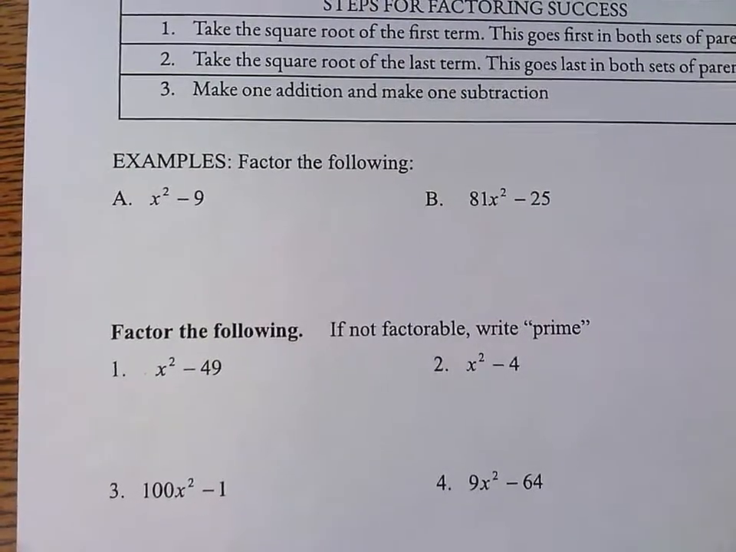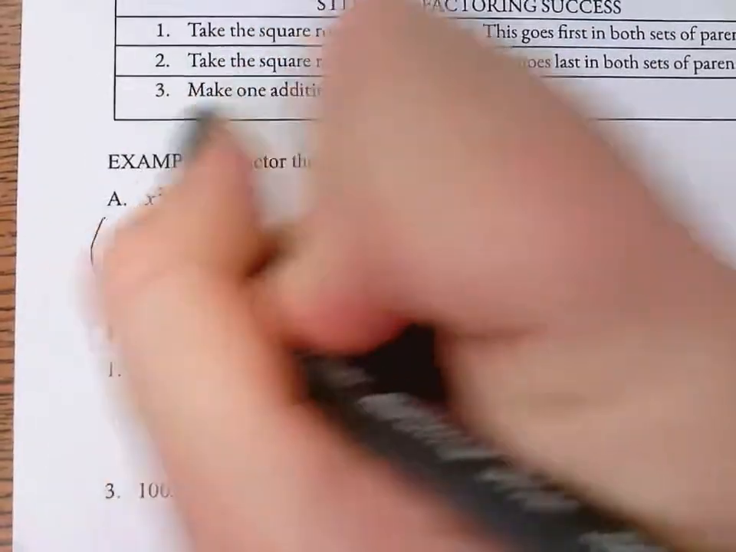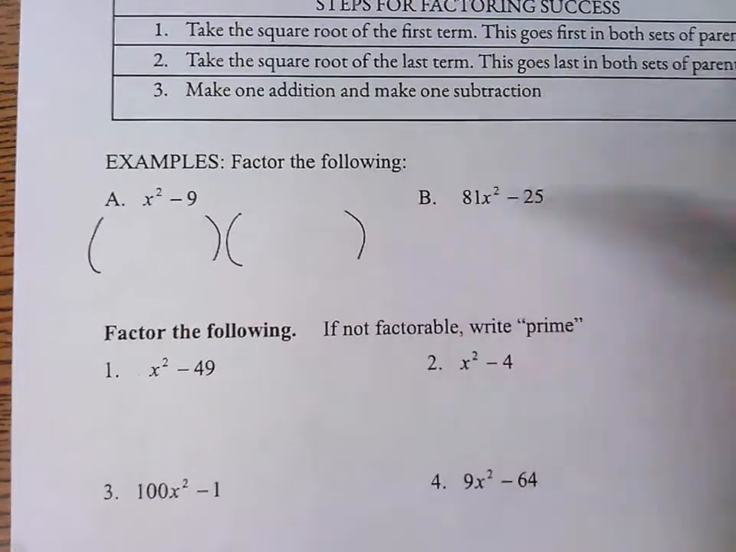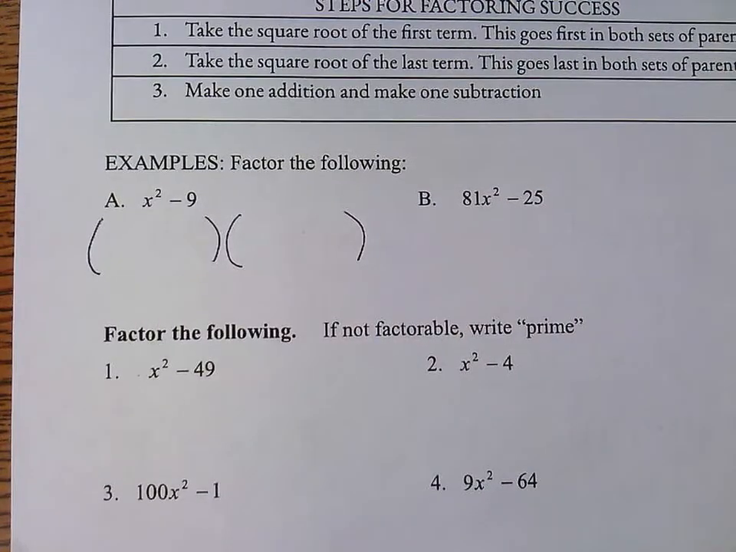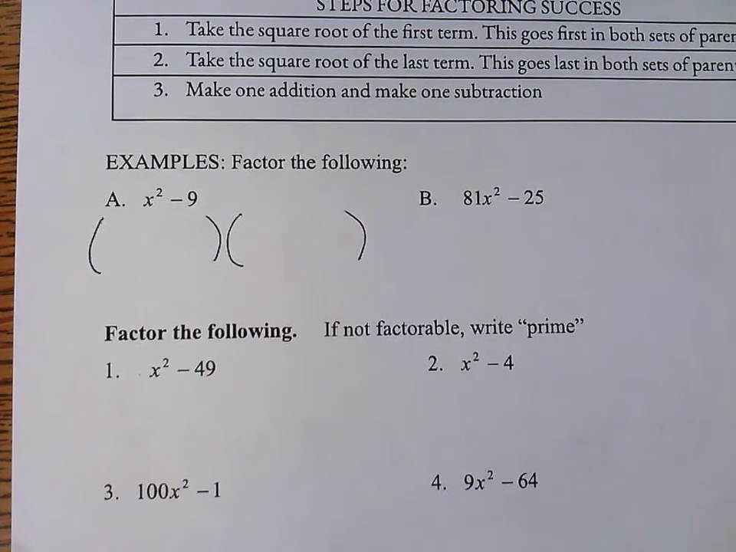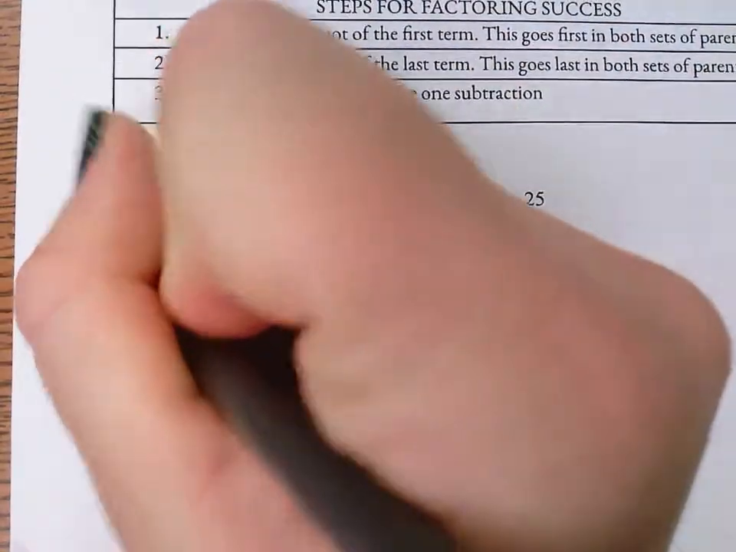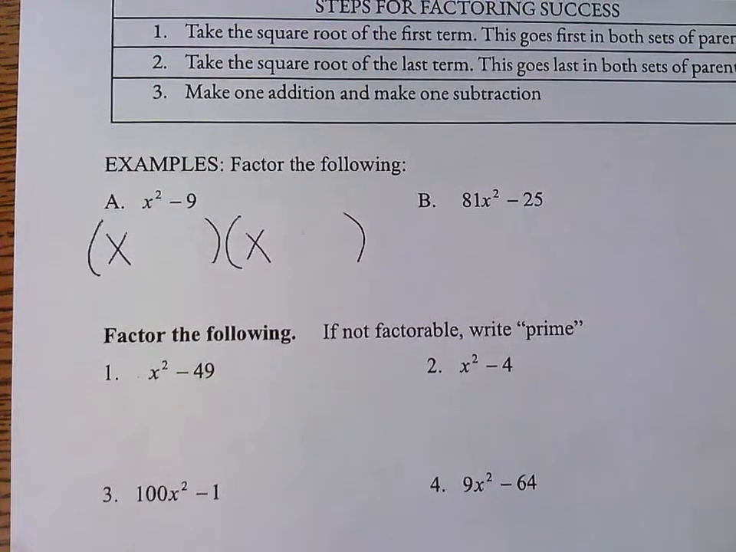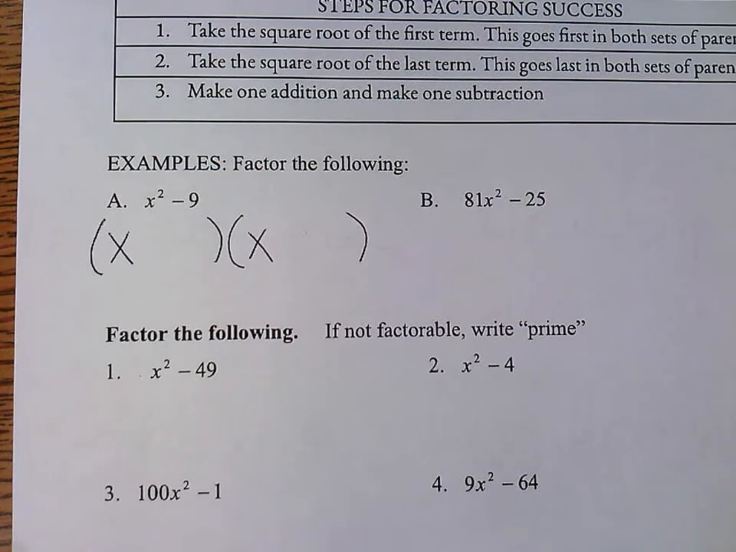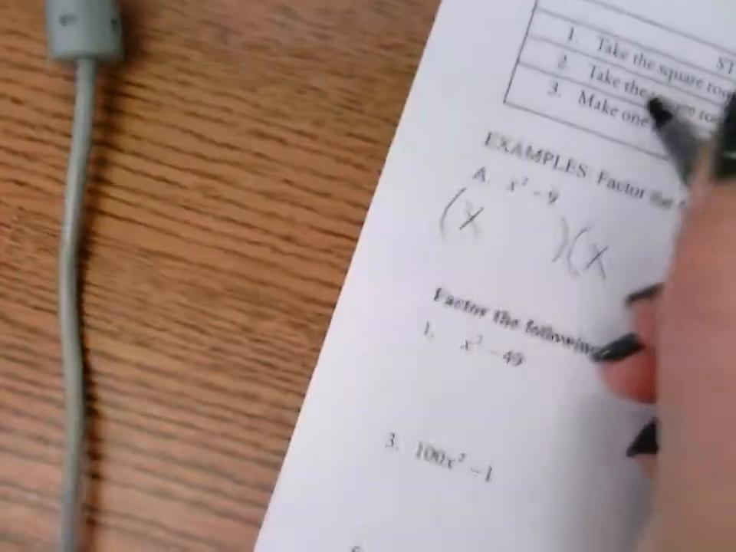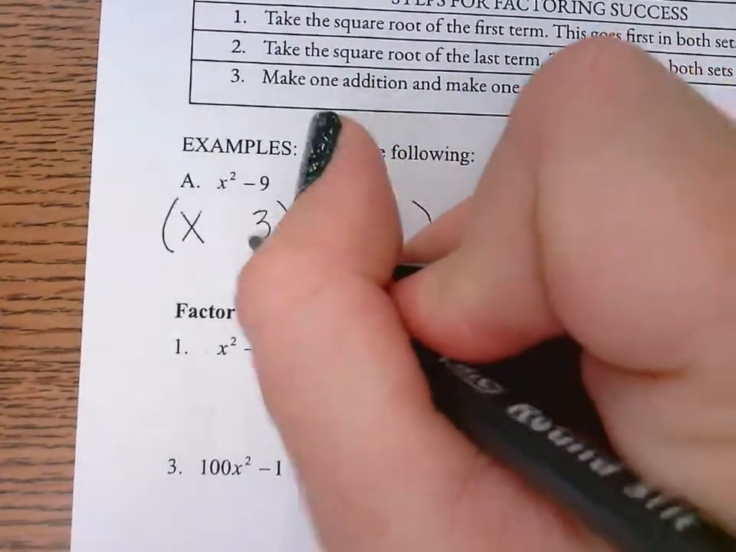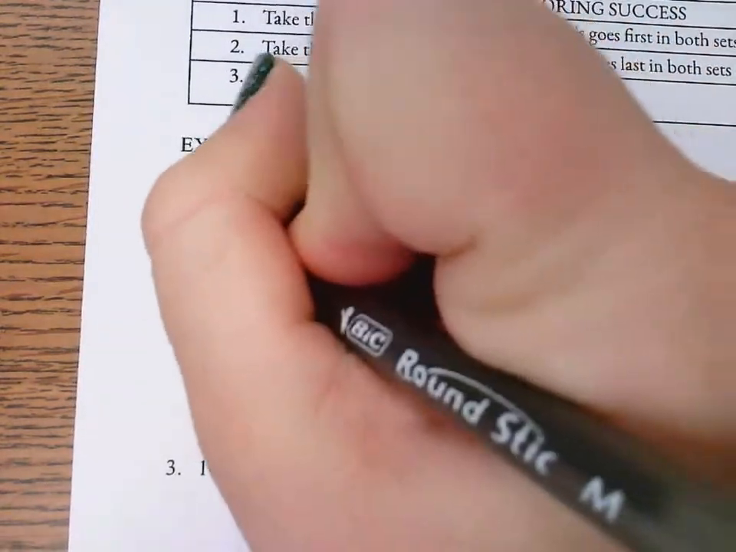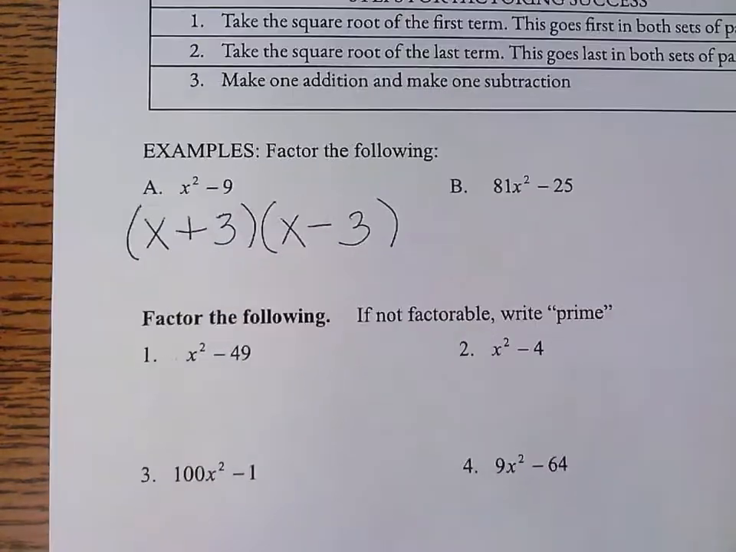So x squared minus 9, you make 2 sets of parentheses, because we're going to end up with 2 binomials, and you take the square root of x squared. So that's just x, right? x times x is x squared. So x is your first term. What's the square root of 9? 3. So 3 times 3 is 9, and you make one of them positive 3 and one of them minus 3. That's the pattern for difference of squares.